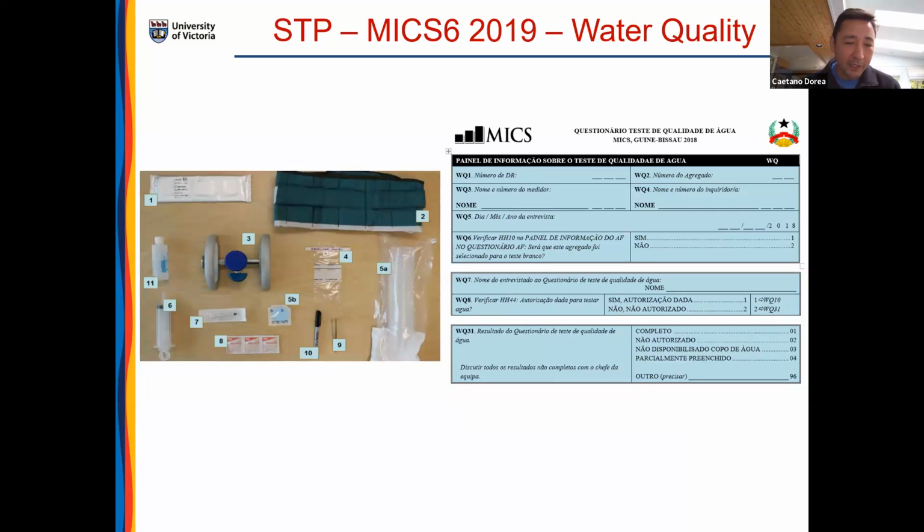So what we're looking at here is the water quality test kit. Every measurer will be given a test kit and they apply this together with the questionnaire. The whole idea of this training is how to identify the right source, where to sample, and then once you've collected all that information and the samples, the measurers proceed to do the water quality testing.